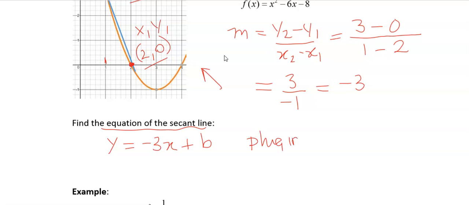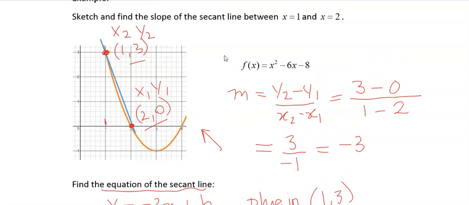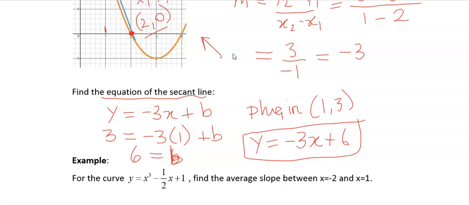Let's suppose I decide to plug in the 1 and the 3, although the 2 and the 0 would work just as fine. So y is 3, negative 3, x is 1, plus b. Negative 3 times 1 is negative 3. You bring that to the other side, and you'll get 6 is equal to b. There you go. That's your y-intercept. Even though I can't see it, that looks like a reasonable result. If I were to extend that line, it should hit the y-axis at 6. So finally my equation is y equals negative 3x plus 6. And there is your equation of that secant line.